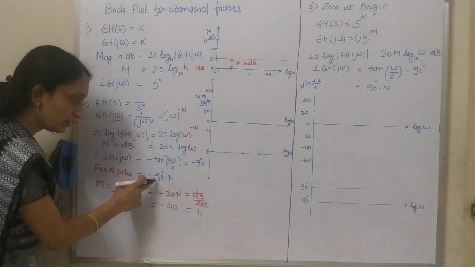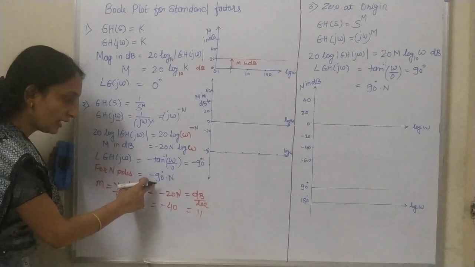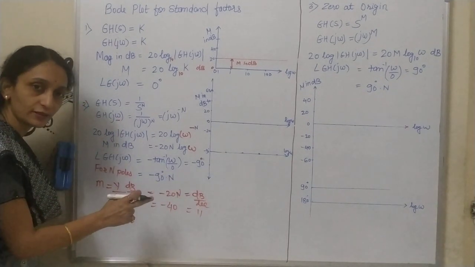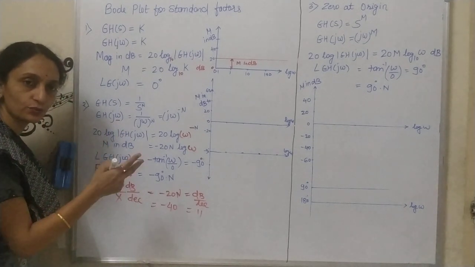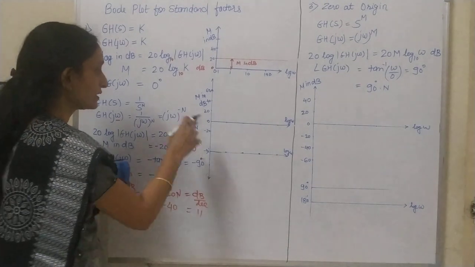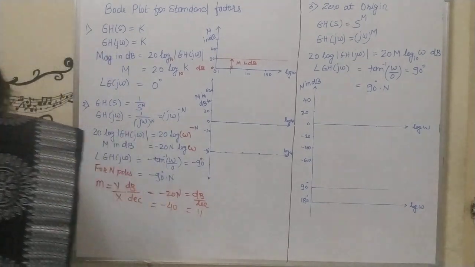For angle, look at this, for one pole angle will be minus 90 into 1. So my angle will always be minus 90. For two poles, minus 90 into 2, so minus 180. Like that it will increase. Now see, I will plot the Bode plot for this.